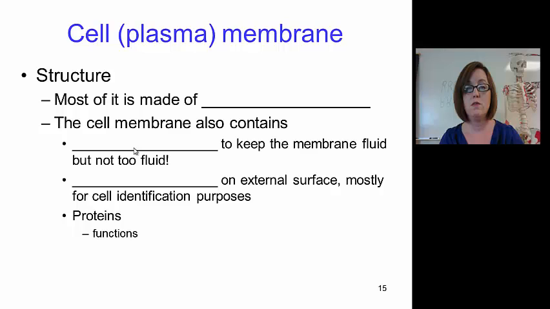So in terms of structure, most of the cell membrane is made of, hopefully you said phospholipids. Yep, it's mostly made of a phospholipid bilayer. But the cell membrane also contains something to keep the membrane fluid but not too fluid. Hopefully you guessed cholesterol. The cell membrane also contains something on the external surface. It's mostly there for cell identification purposes. Hopefully you guessed carbohydrates. And the cell membrane also contains proteins, which have lots of different functions.